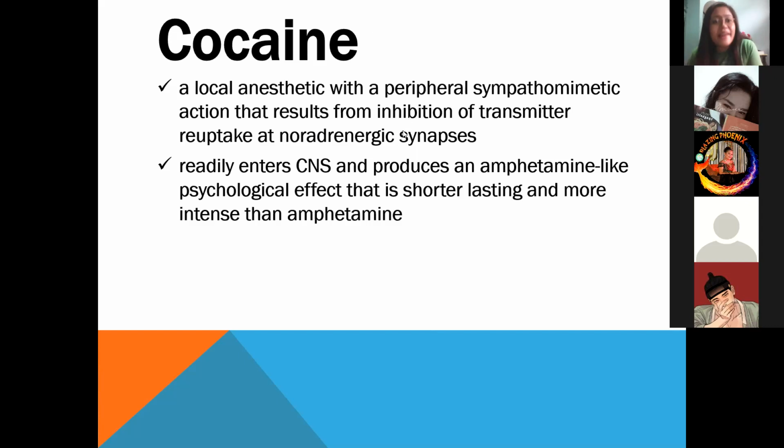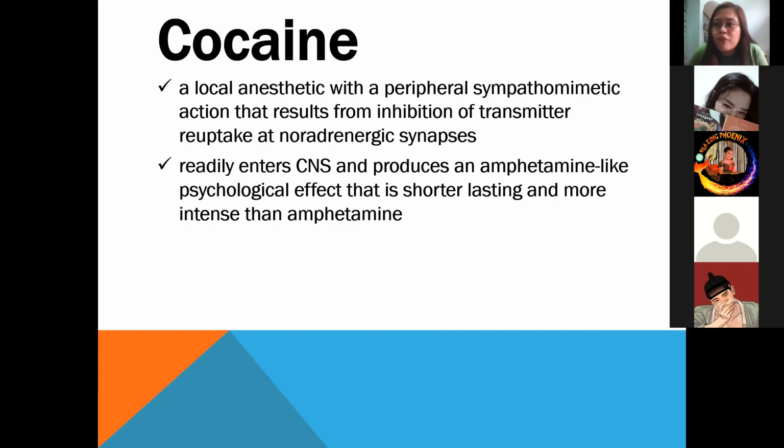And then we have the cocaine. This is a local anesthetic. Cocaine, by the way, is also an alkaloid. So gikan po siya sa plant. Pero originally used as a local anesthetic. However, naa siya effect on the norepinephrine transporter. That is why this is also subject for abuse. It can increase the norepinephrine in the synaptic cleft, leading to alertness also. So, mao ni ilahang abuse si cocaine. Okay? So, unsa ang iyang psychological effect? Shorter lasting but more intense than amphetamine.